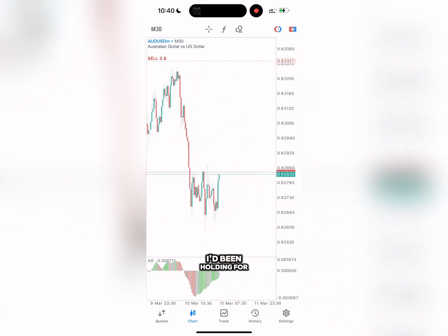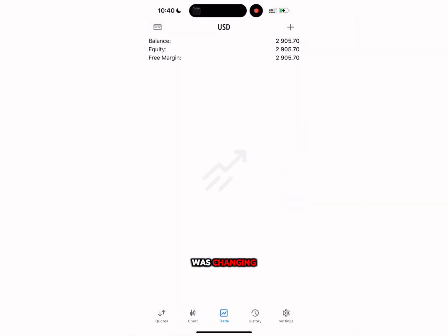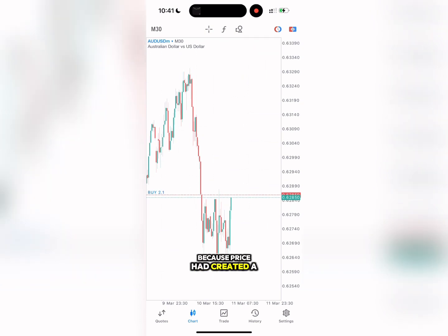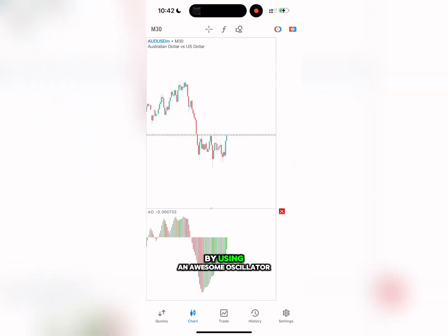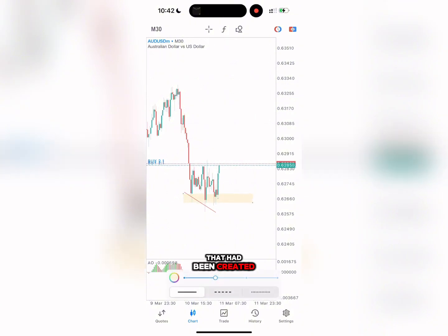These were sell trades I'd been holding for a while, but I came to close them because the market bias was changing. I closed my sell trades to open buy trades because price had created a bullish divergence, and a bullish divergence is an indication of a potential bullish reversal. By using an awesome oscillator, I was able to identify this divergence, and I added other factors of confluence, like the support zone that had been created and the bullish rejection from the zone.